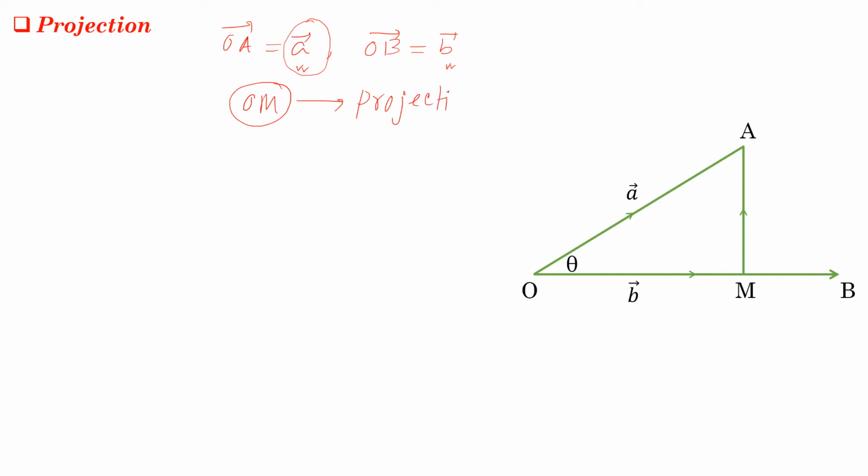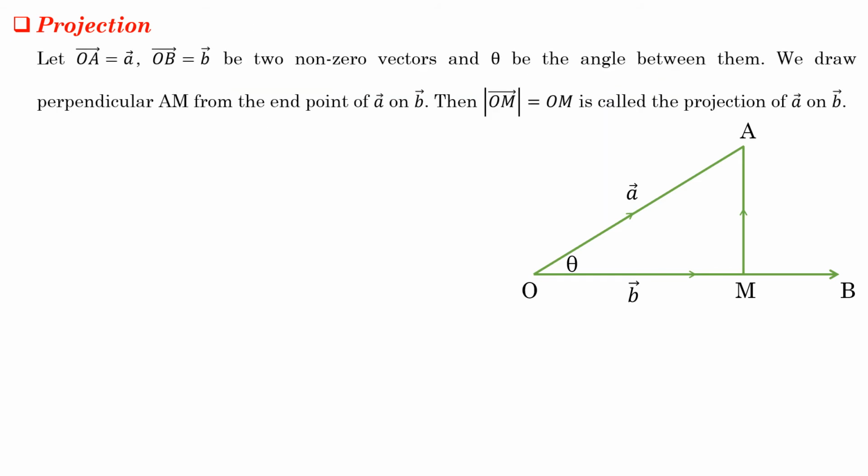Projection of what? Projection of A bar on B bar. Very simple. So these terms are written here in typing. You see here, let OA bar be equal to A bar, and OB bar equal to B bar. Then these are two non-zero vectors, and theta is the angle between them.